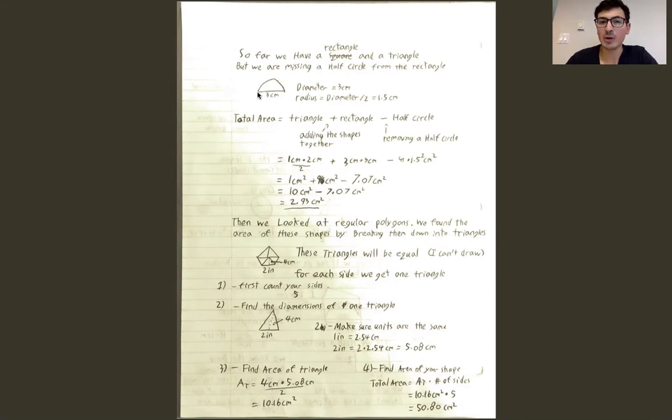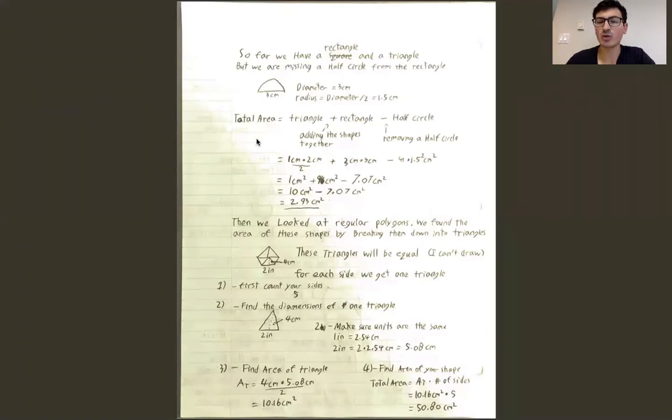And we know the diameter of the half circle is going to be 3 centimeters. But we want to remember that we don't want to use the diameter when we're finding area. We want to use the radius. So to find the radius, we're going to divide the diameter in half. We want to go from the center to the edge. So half the diameter. So that means our radius is going to be 1.5 centimeters.